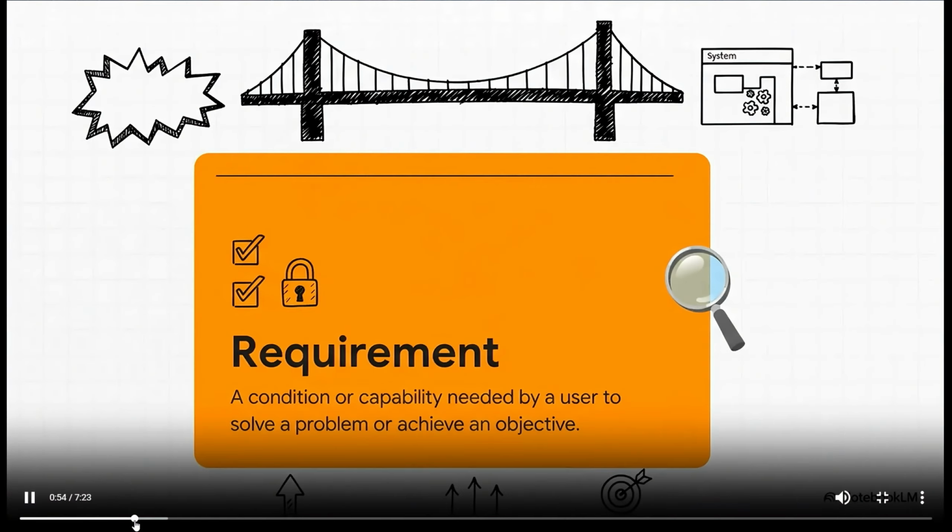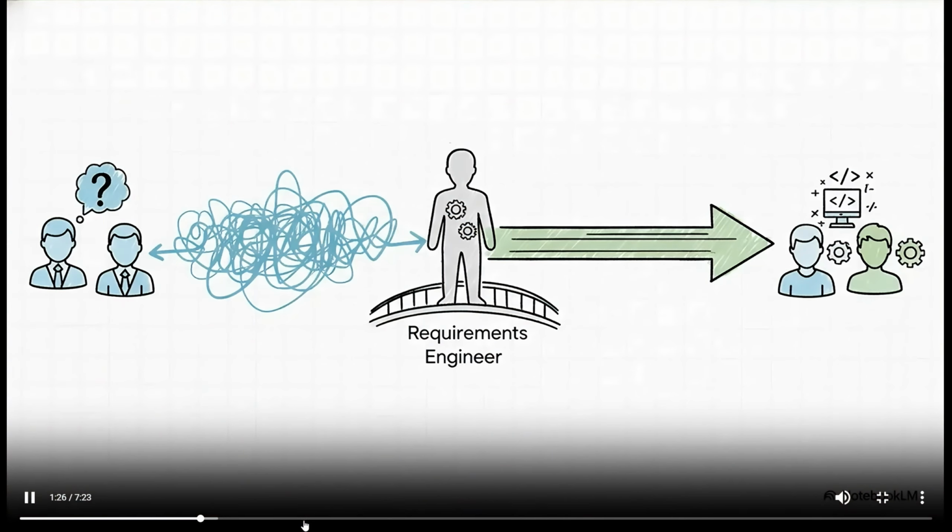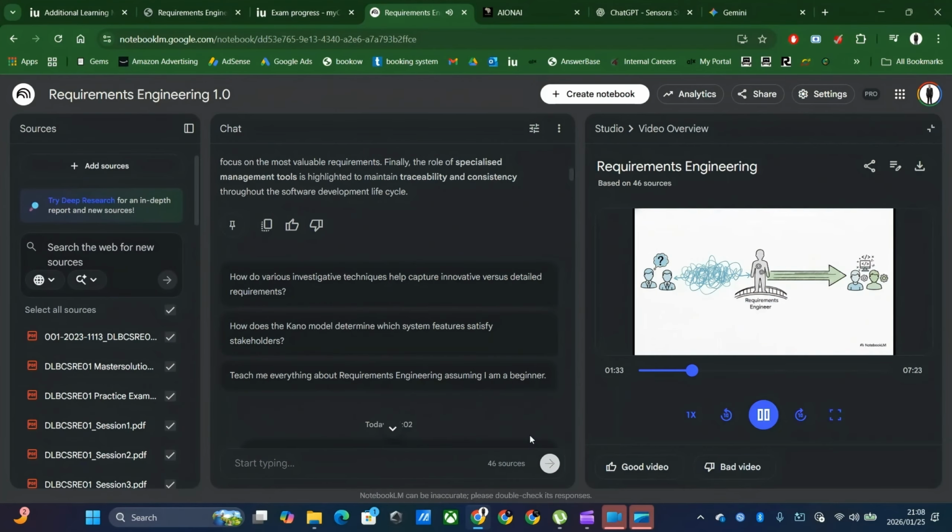So it's a specific, measurable condition for success. Right at the center of all this is the requirements engineer. I want you to think of them as the Nick Fury of the project. They might not be building the tech themselves, but they are the master communicator.